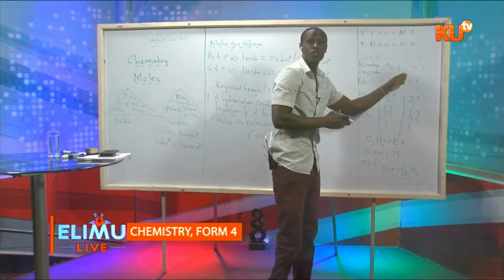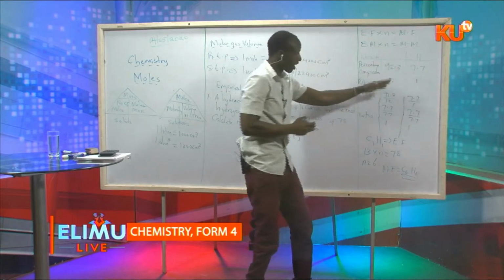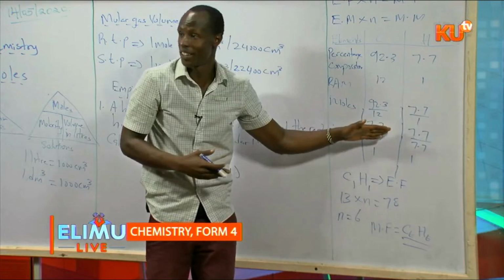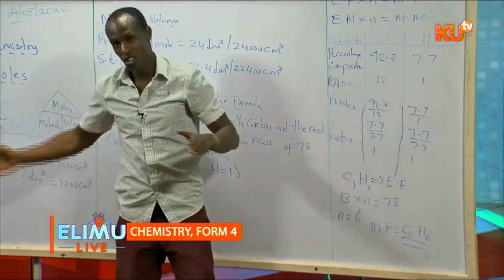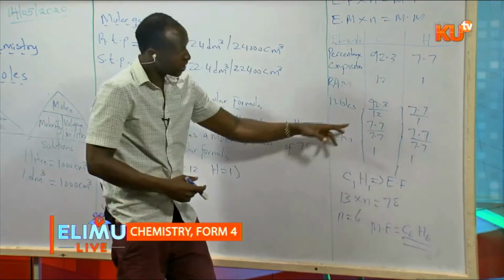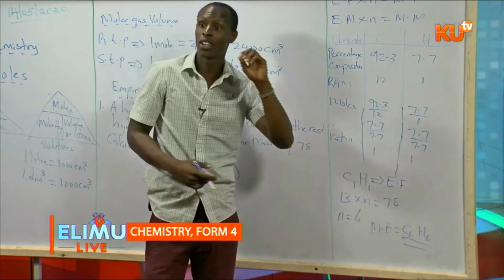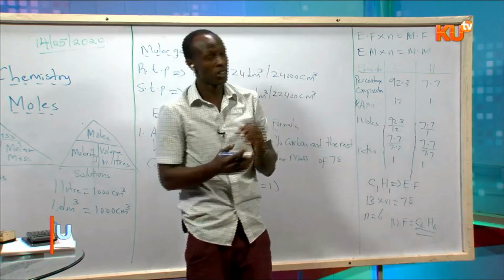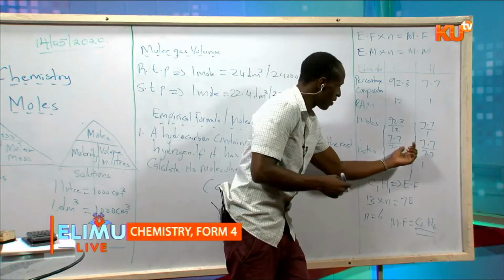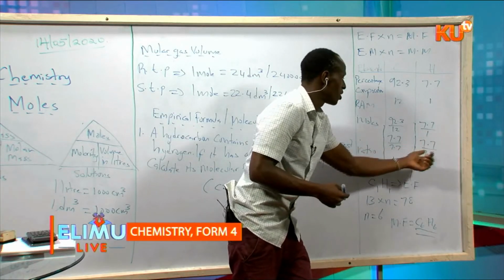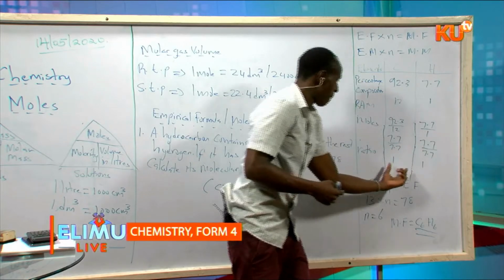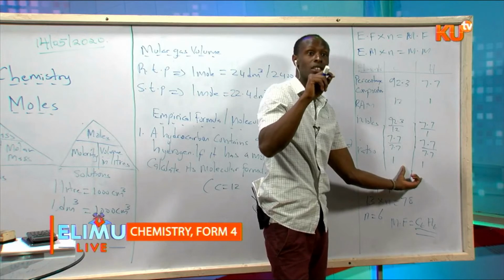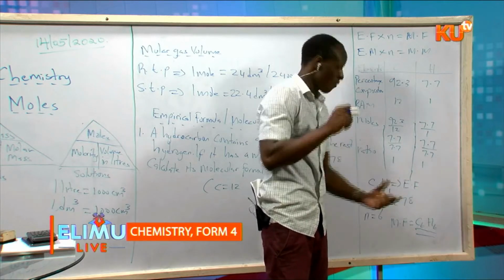Percentage composition you are given in your question. RAM you are given in your question. Moles is what you need to calculate, and moles is mass over molar mass. When you get the moles, you have to turn them to a whole ratio. How do you turn them to a whole ratio? You divide by the lowest number of moles. So here it was 7.7 and 7.7. So you just divide and get 1, 1. This ratio gives you the simplest ratio. And we say the simplest ratio is the empirical formula.